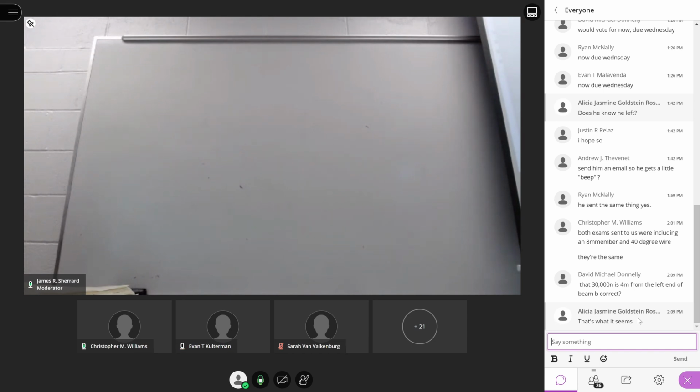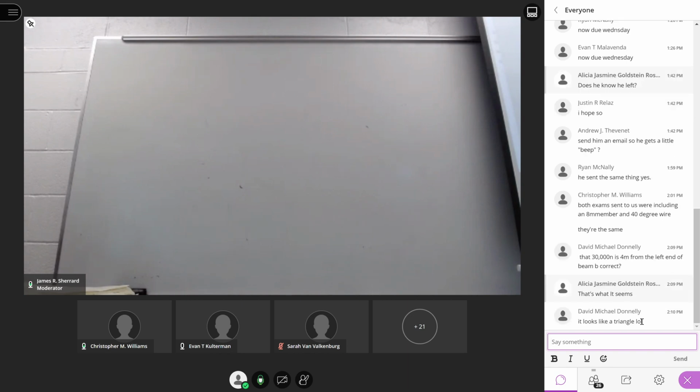Professor, I just wanted to clarify something on the diagram. Yes? The 30,000 Newton weight, is that 1 meter from the right side of beam B and 5 meters from the left side of beam B? Correct. All right, thank you. Anything else?